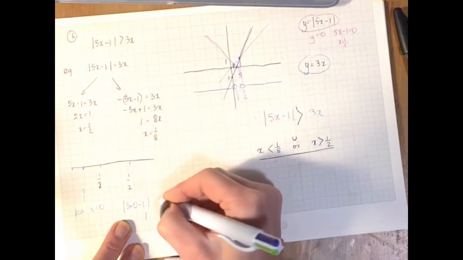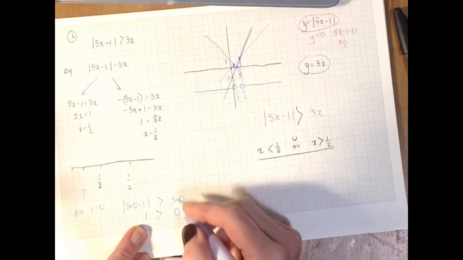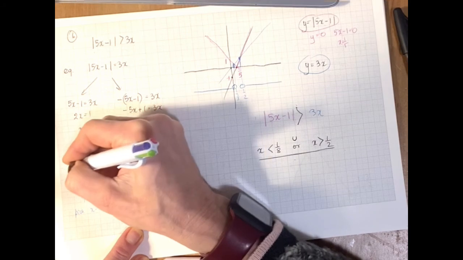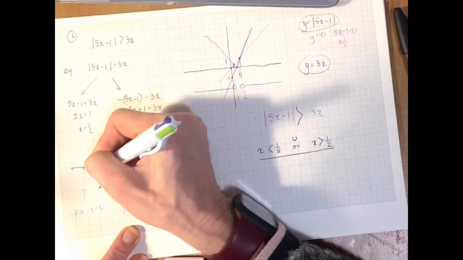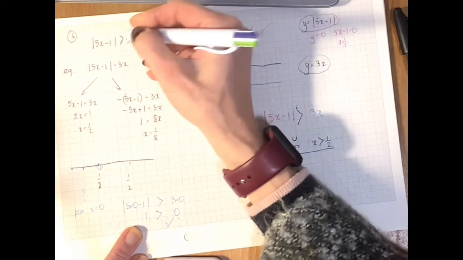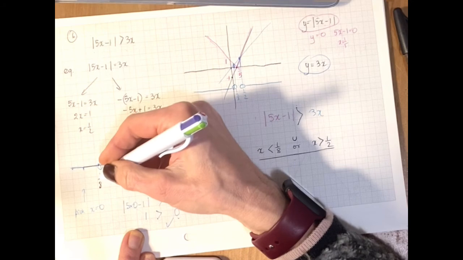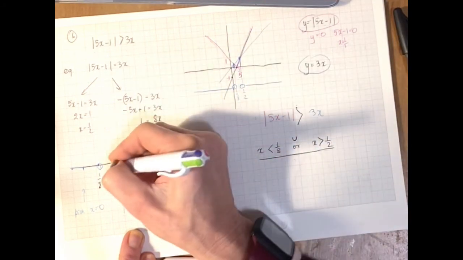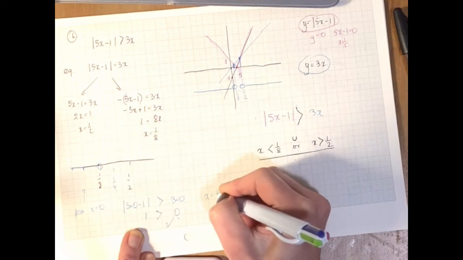And the symbol is greater. Is that true? Is 1 greater than 0? Yes. So you are going to keep all the bits to the left of 1/8, not including 1/8 because you have a strict inequality. Then you can pick a value between 1/8 and 1/2. So pick maybe a quarter. So let's say x is equal to a quarter.